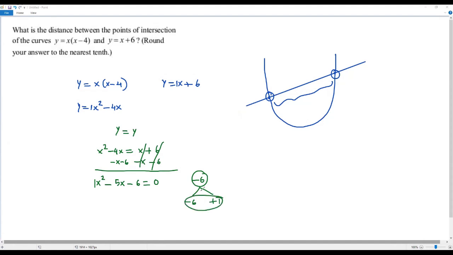When I multiply them, I am getting negative 6. When I add them, I am getting negative 5, that is the coefficient of x. Further, I have to divide both these factors by the coefficient of x square, 1. Even when I divide them by 1, still I am getting negative 6 and positive 1.